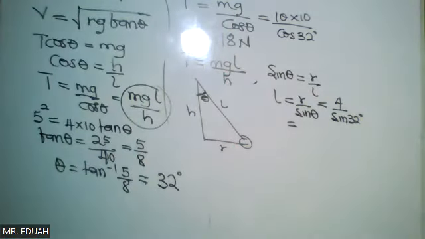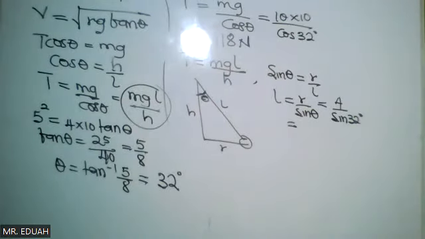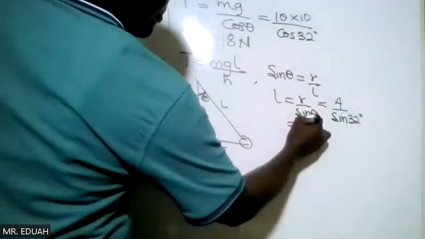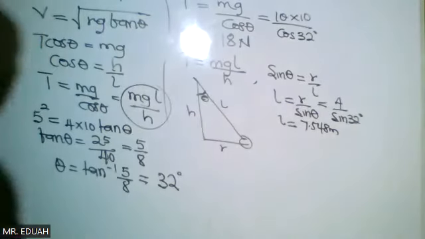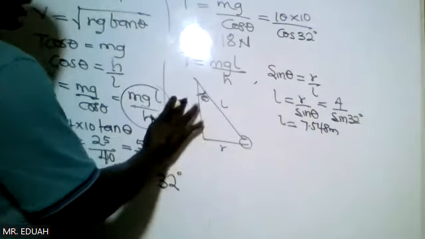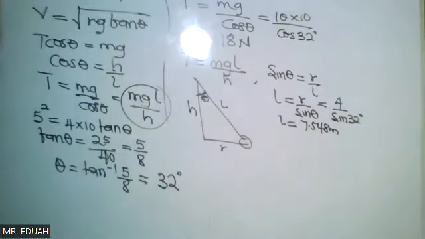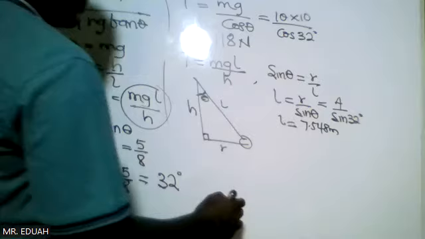Akuya, what is 4 on sine of 32? 7.548. There's the length of the string. Once we have L, can't we find H? We have a right angle triangle, so help me determine H.